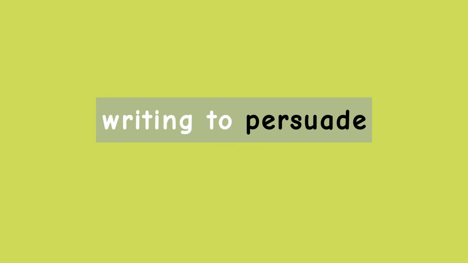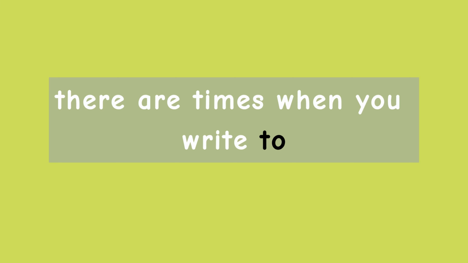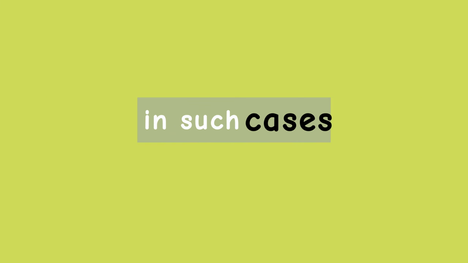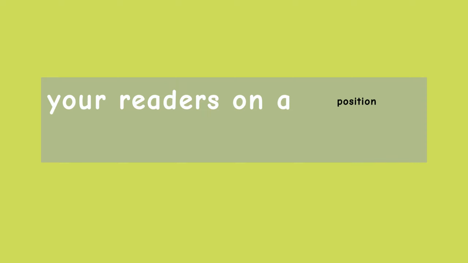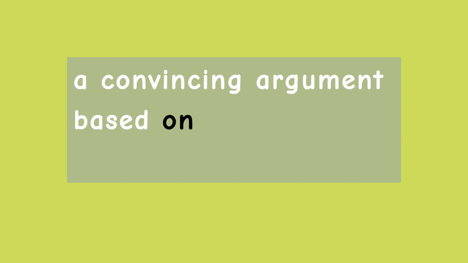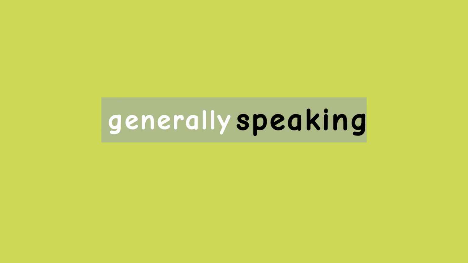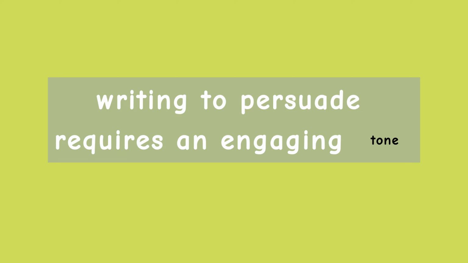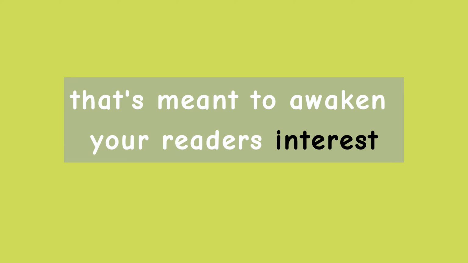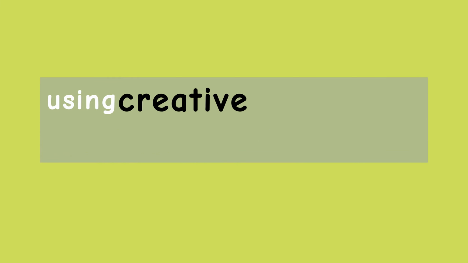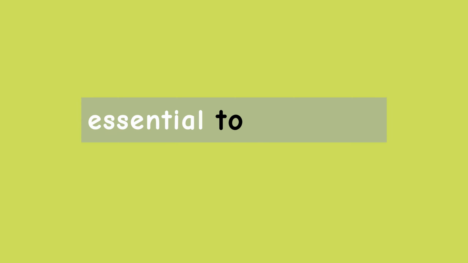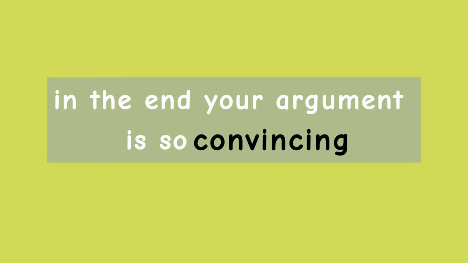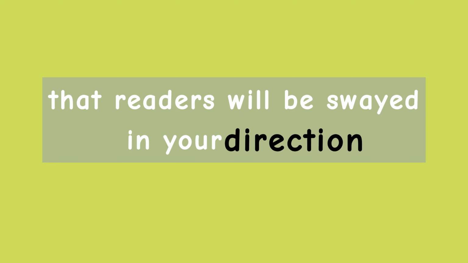Writing to persuade. There are times when you write to get a specific point across. In such cases, your point might be to persuade your readers on a position in a given issue. Thus, you need to present a convincing argument based on the facts you present. Generally speaking, writing to persuade requires an engaging tone that's meant to awaken your reader's interest. In this type of writing, using creative descriptions is always best. Having a deeper level of detail is essential to defeating any qualms your readers might have. In the end, your argument is so convincing that readers will be swayed in your direction.